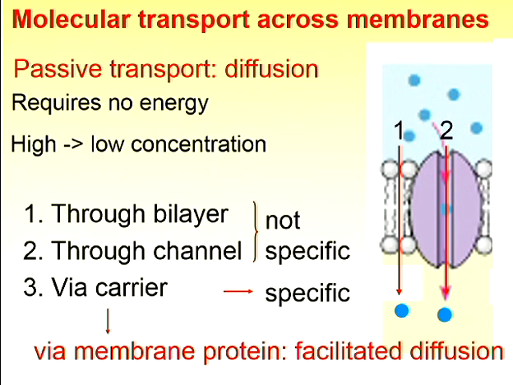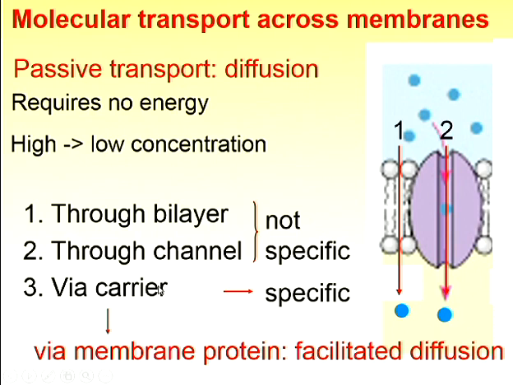And the other thing is, if you're charged, then such a channel can often only allow, for instance, positively charged ions through, because it has negative charges on the inside of the channel, so negative solutes are going to be repelled, so they're not going to go through. So there's a little bit of specificity, but it's not highly specific.